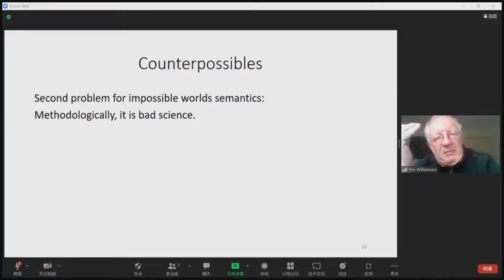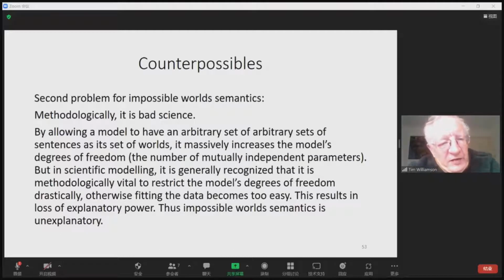The second problem that I want to raise for impossible worlds semantics is methodological, and in brief, I think impossible world semantics is basically bad science. But let me explain what I have in mind. By allowing a model to have arbitrary sets of sentences as its set of worlds, because these arbitrary sets of sentences just are these impossible or occasionally possible worlds in that framework, impossible world semantics massively increases the model's degrees of freedom.